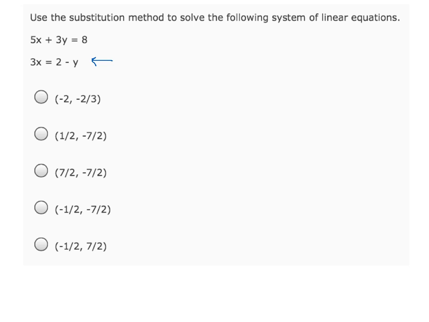So we have 3x minus 2 equals a negative y. And then we want to divide each side by negative 1 in order to have y by itself. And that leaves us with y equals a negative 3x plus 2.